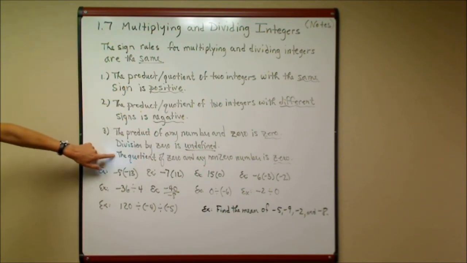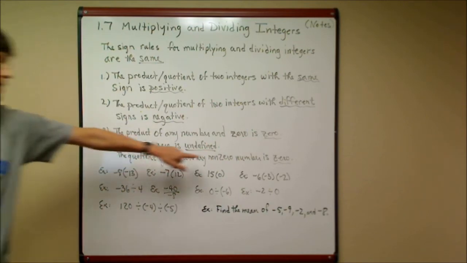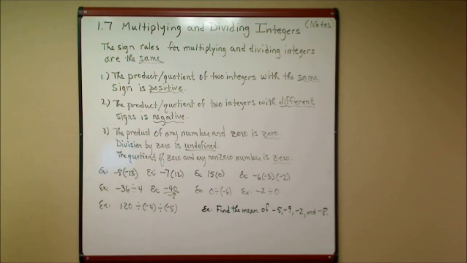Now, on the other hand, if you divide into zero, the quotient of zero and any non-zero number is, of course, zero. 0 divided by 5, 0 divided by 10, 0 divided by a million is always the same. It's always 0. And if you end up with 0 divided by 0, you're in the wrong class. You're in a calculus class.